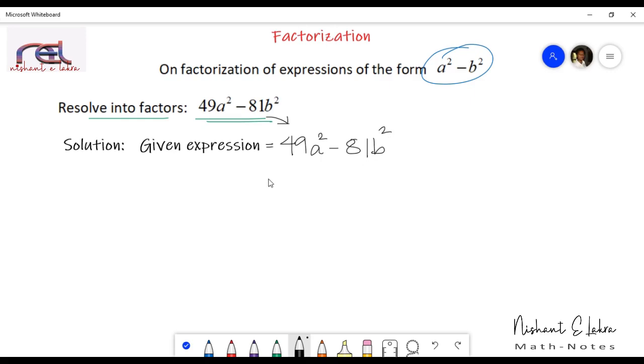Now 49 and 81 are perfect squares, right? So we will simplify it here by writing 7a whole square minus 9b whole square, right? I hope you understand this.